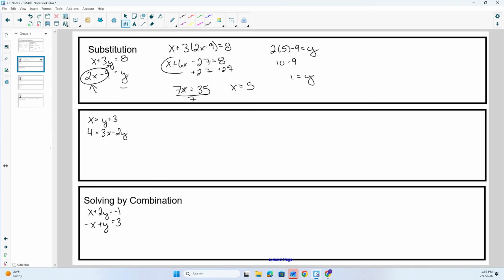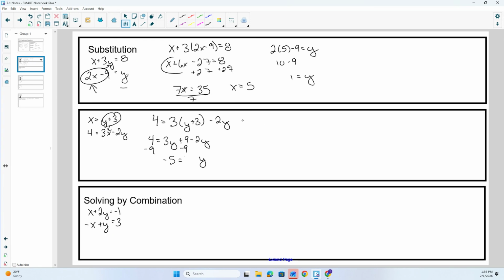The next one we're going to do the exact same thing. We see that this one's already solved for x, so I'm going to place y plus 3 where the x is in my second equation. So 4 is equal to 3 times y plus 3 minus 2y. Let's see if I can do my distribution right in this one. So 4 equals 3y plus 9 minus 2y. We're going to combine like terms, so 3y minus 2y is just y, and then we're going to subtract 9 from both sides. Gives me negative 5 is equal to y.